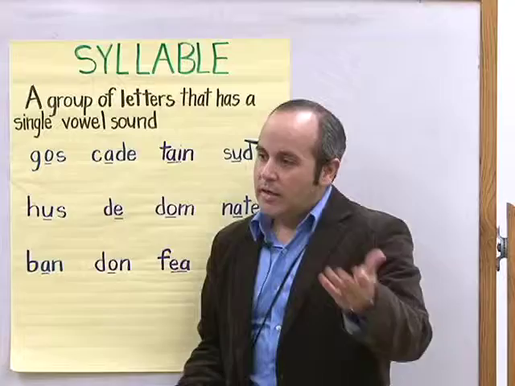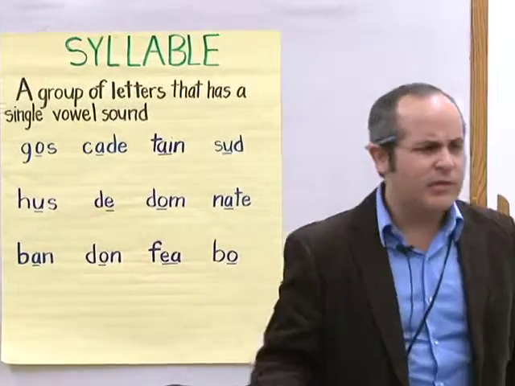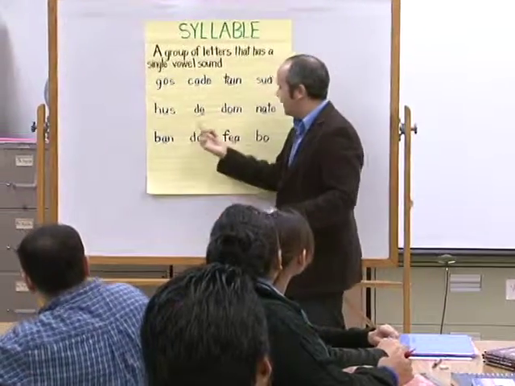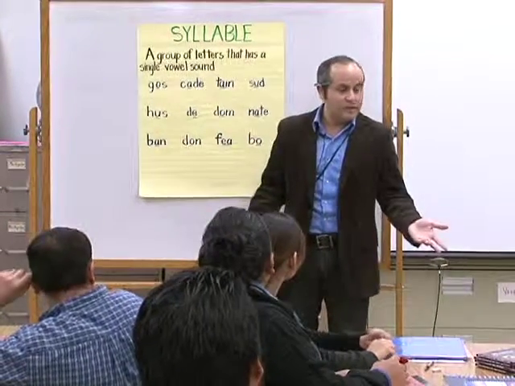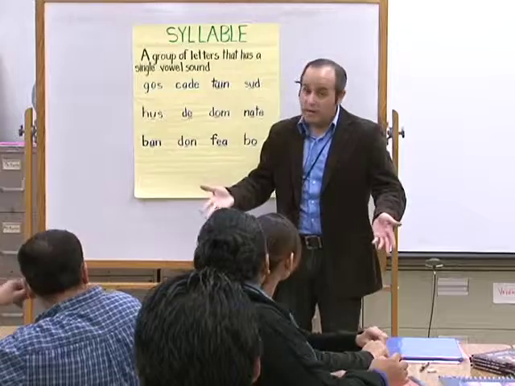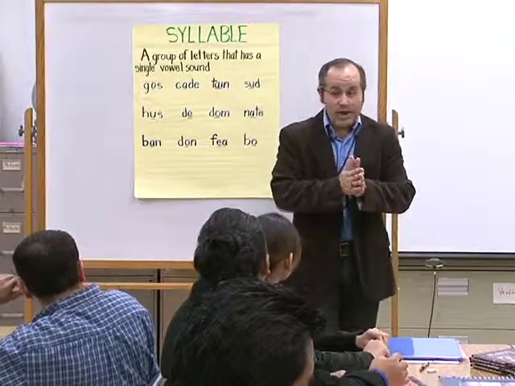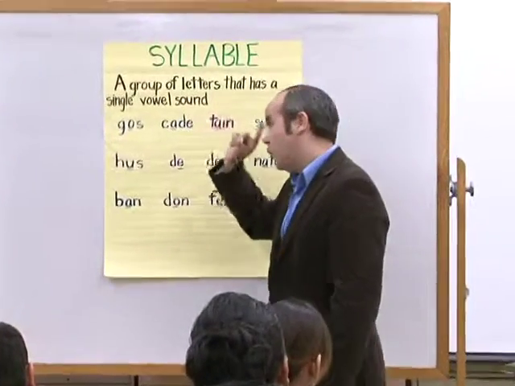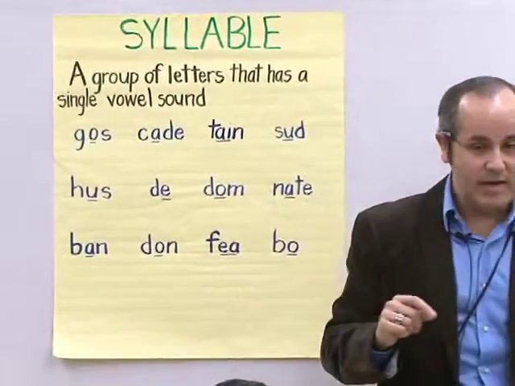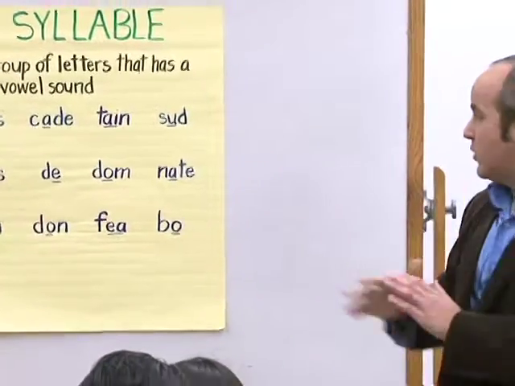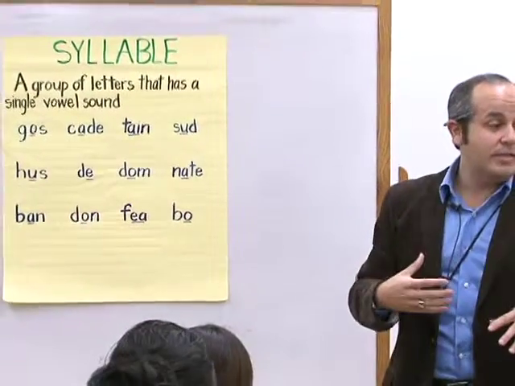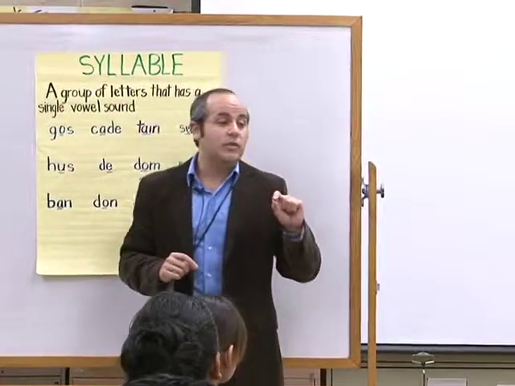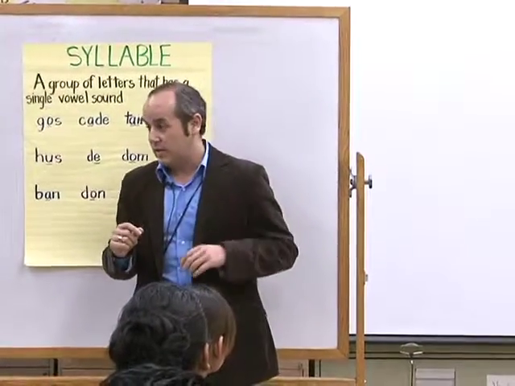Ban. Now, you're probably asking yourself, Mr. Verdin, how do I know what vowel sound that vowel makes in that syllable? Well, that's what we're going to be learning today. You're going to identify the type of syllable it is and what sound that vowel makes, because there are many different types of syllables. So let me get started on the syllable that we're going to learn today. And that syllable is called the closed syllable.